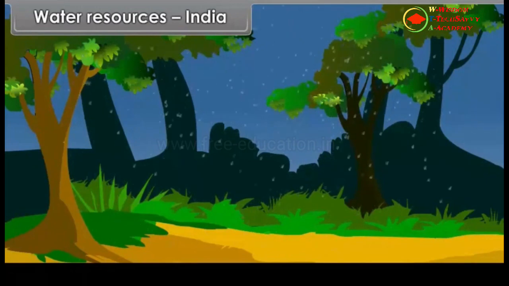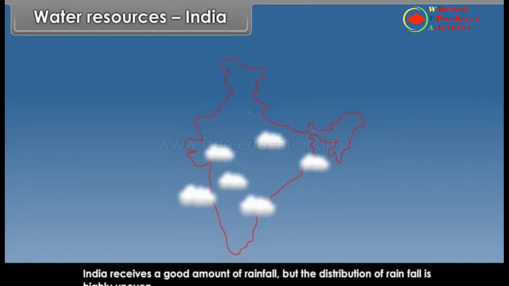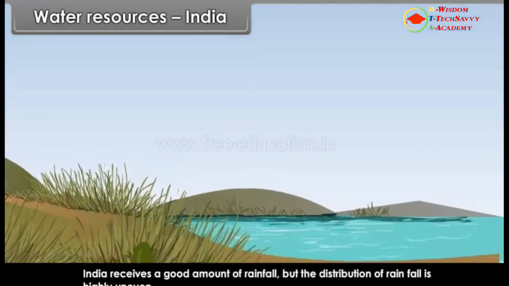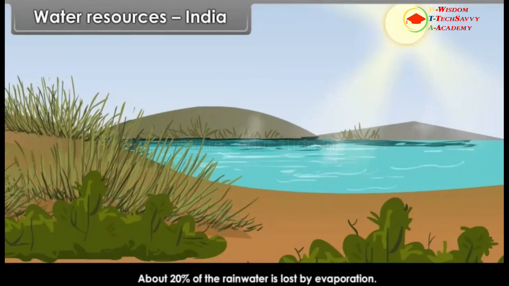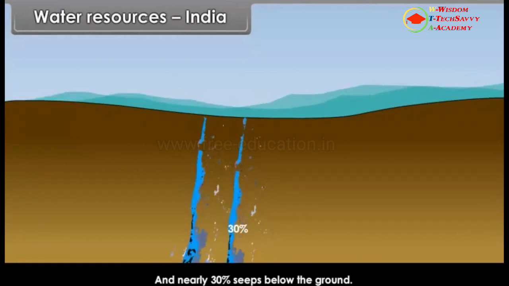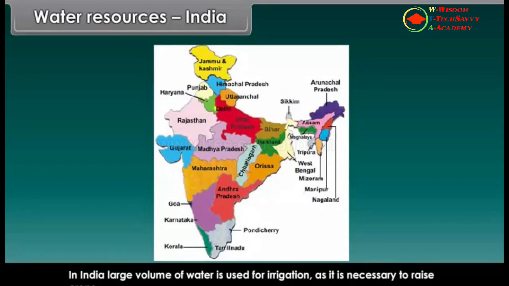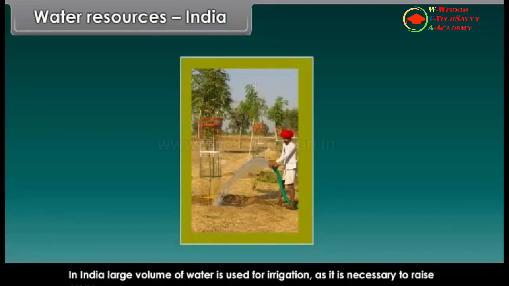Water resources, India. Here we will study the distribution of water resources in our country, India. India receives a good amount of rainfall, but the distribution of rainfall is highly uneven. About 20% of the rainwater is lost by evaporation, and nearly 30% seeps below the ground. Many parts of India face acute shortage of water, even for domestic use. In India, a large volume of water is used for irrigation, as it is necessary to raise crops.